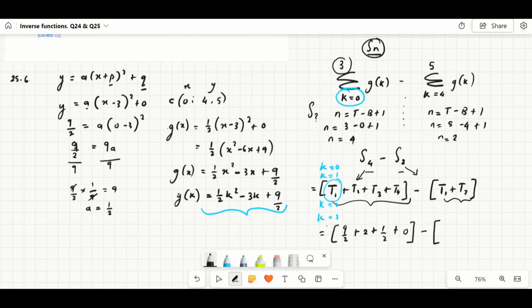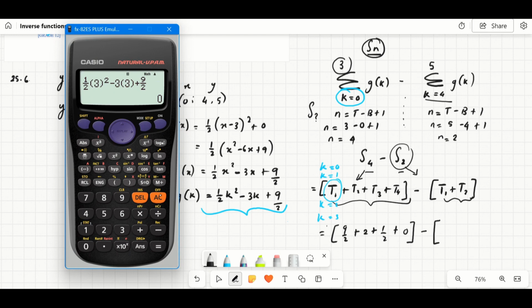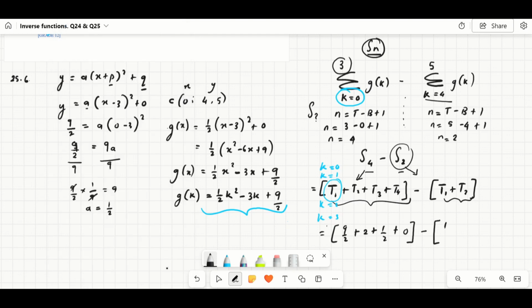Minus, this side I want the sum of what? I want the sum of 2 terms. The sum of 2 terms is term 1 and term 2. But where is term 1? Term 1 will start at k equal to 4 from g of k. So here let me substitute my 4. Delete, put a 4. That's my term 1. It starts at 4.